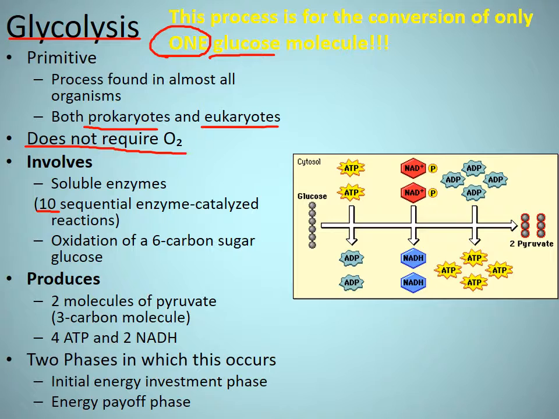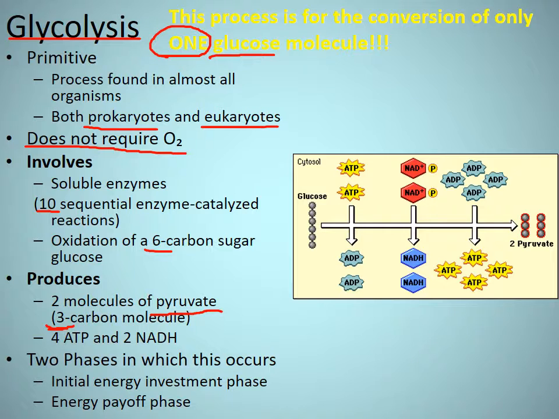All right, essentially what happens, glucose will be broken down or oxidized. Okay, it goes from a 6-carbon sugar to 2 3-carbon molecules, and these molecules are known as pyruvate. So essentially at the end of glycolysis, what are our products? 2 molecules of pyruvate.